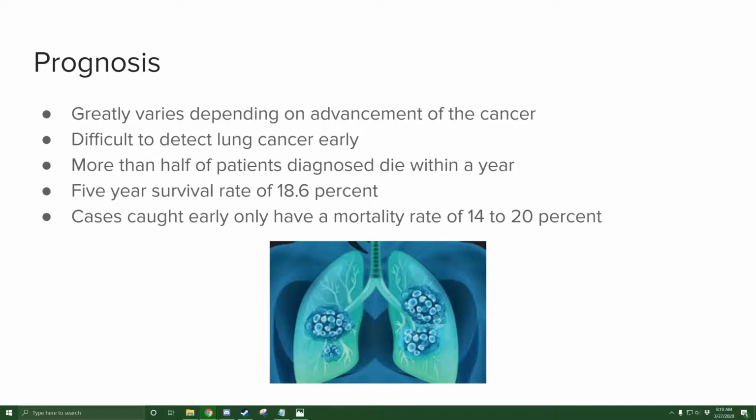This contributes to lung cancer's high death rate, with over half the patients diagnosed dying within a year and a 5-year survival rate of only 18.6%. However, if caught early, mortality rate is dramatically reduced to between 14 and 20%.